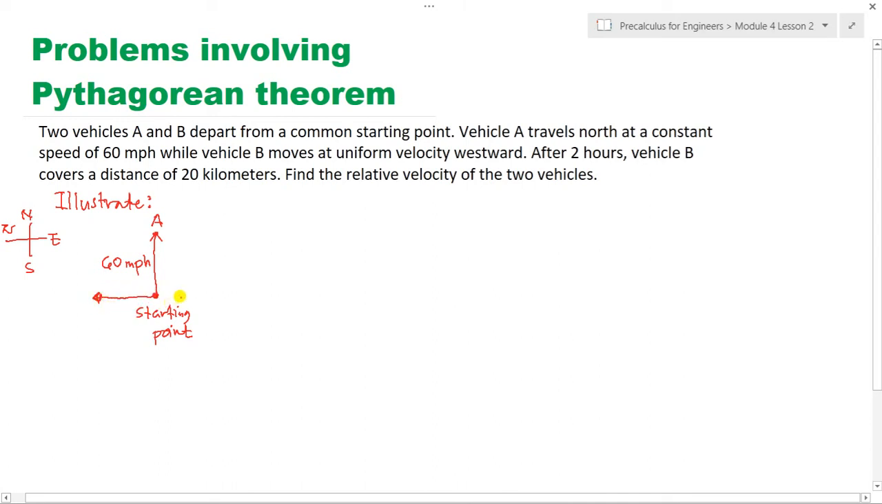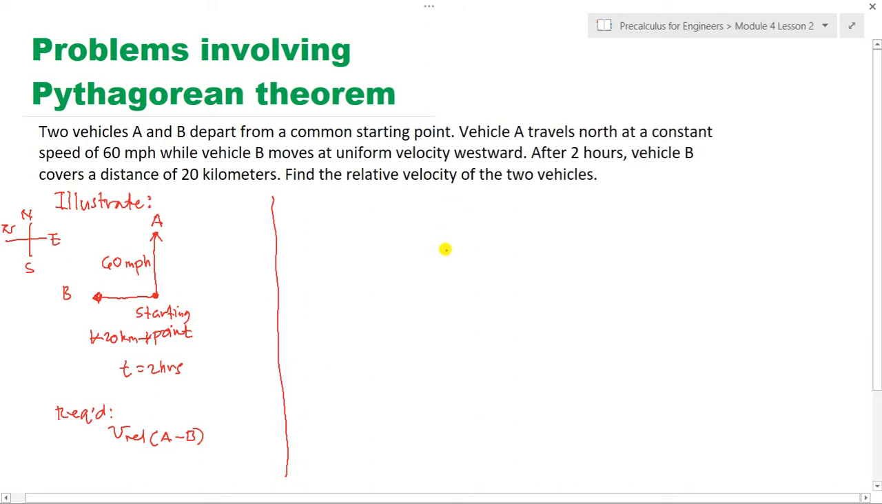And then, after 2 hours, so, at t equals 2 hours, vehicle B covers a distance of 20 kilometers. So, yung na-cover pa nila ni B from starting point is 20 kilometers na. So, therefore, find the relative velocity of the two vehicles. So, required is the velocity relative ni A tsaka ni B. So, how are we going to solve this one, class? Actually, medyo nakalito, but let's analyze.